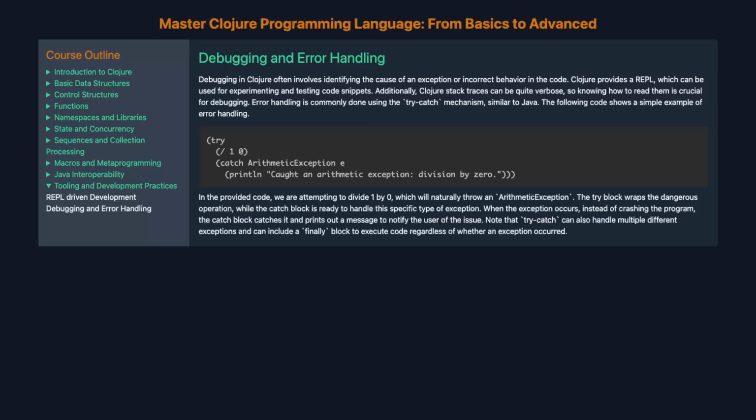In the provided code, we are attempting to divide 1 by 0, which will naturally throw an arithmetic exception. The try block wraps the dangerous operation, while the catch block is ready to handle this specific type of exception. When the exception occurs, instead of crashing the program, the catch block catches it and prints out a message to notify the user of the issue.